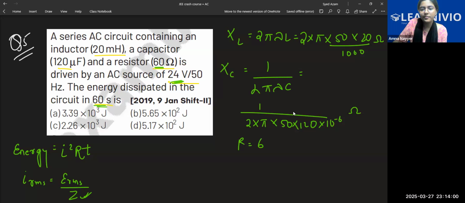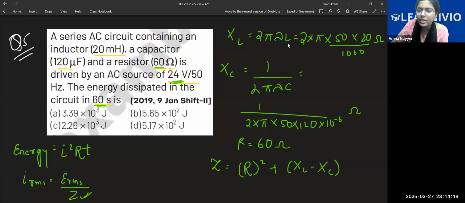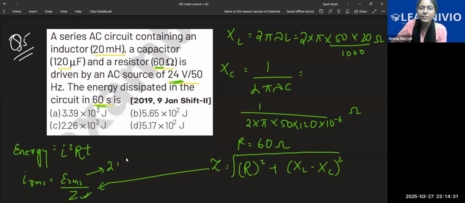Now, Upasna, you tell me what is the formula for impedance in this case? Root of R square plus XL minus XC the whole square. Yes. So you have to check whether XL is greater or XC is greater. When you check, just make it XL minus XC or XC minus XL. Under the root, put the value of Z from here. ERMS is already 24 volt.